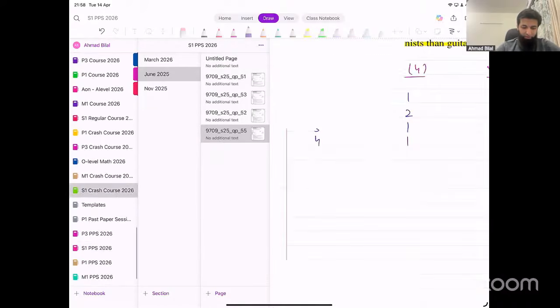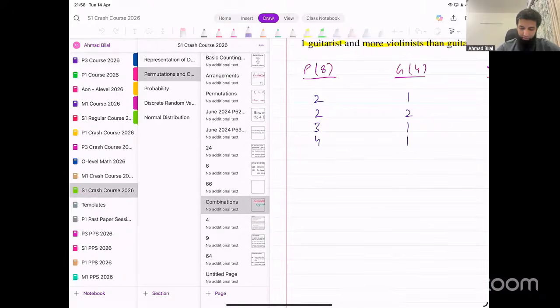S1, where did that go? S1 permutations and combinations.